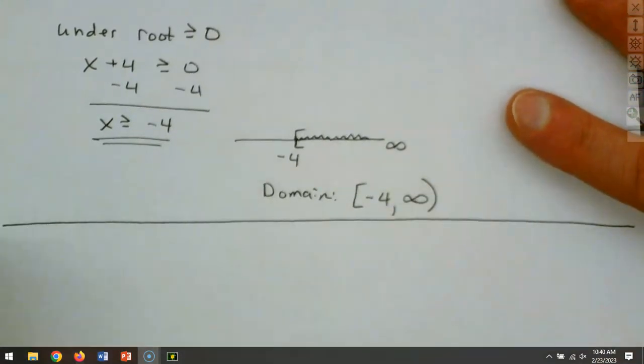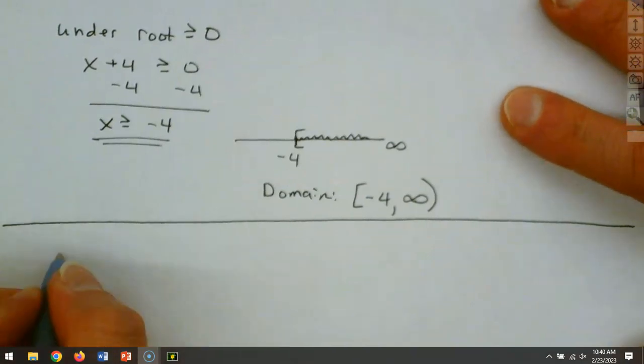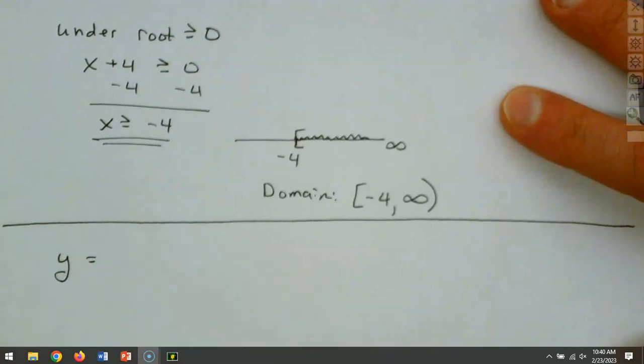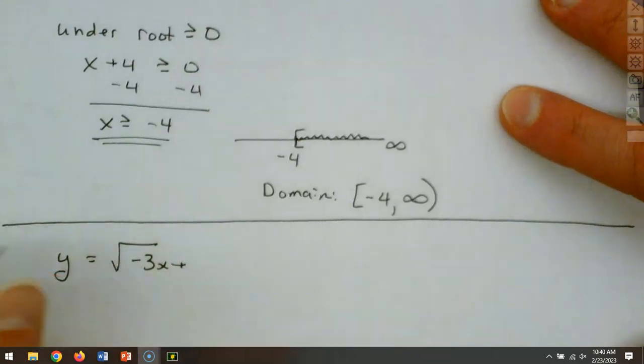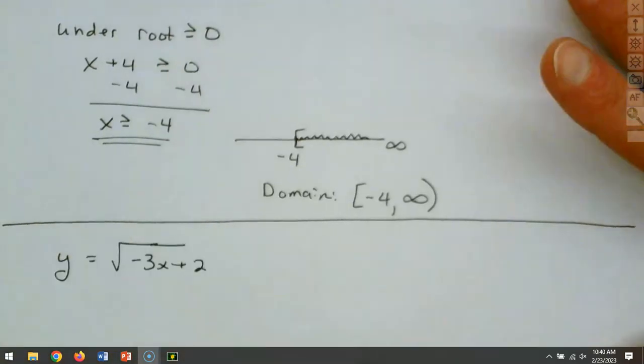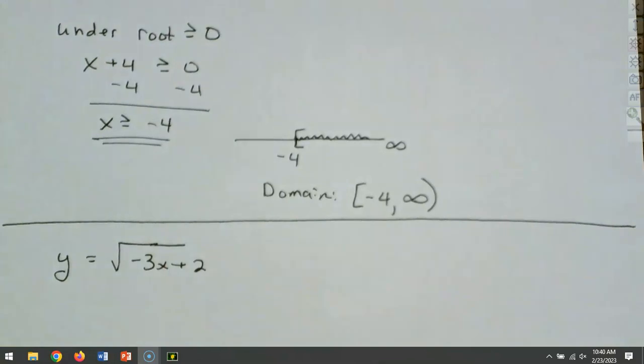Let's do another one, and then we'll talk about fractions, and that'll be it for today. Here's another square root. How about y equals the square root of minus 3x plus 2? So we already know that this is a function. The domain is not negative to positive infinity. Because of that square root, the domain is not negative to positive infinity.